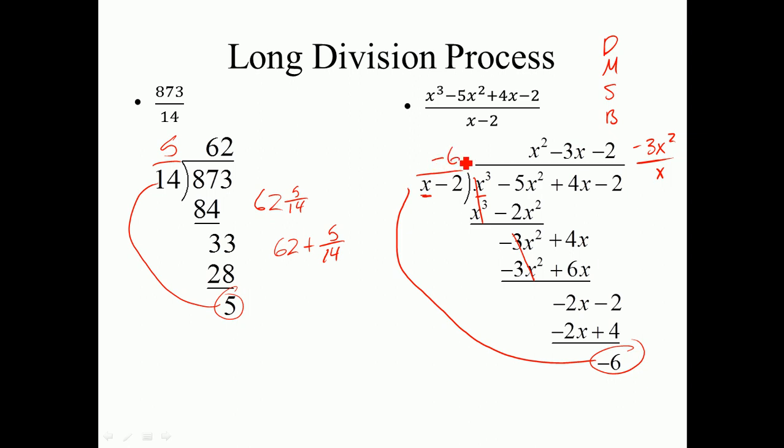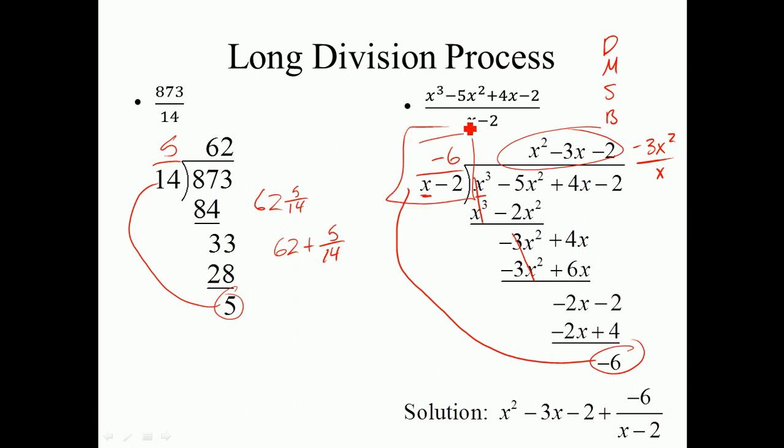So our final answer, remember from the division algorithm, is going to be the quotient plus the remainder over divisor. So that means that our solution in this case is going to be this plus this right here, which gives us x squared minus 3x minus 2 plus negative 6 over x minus 2.